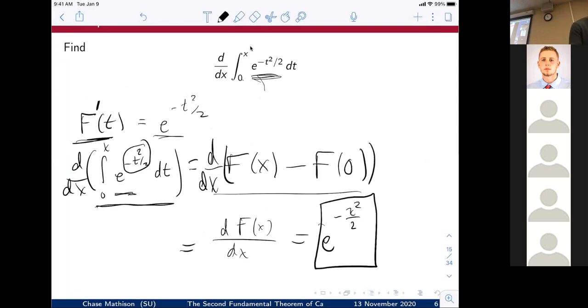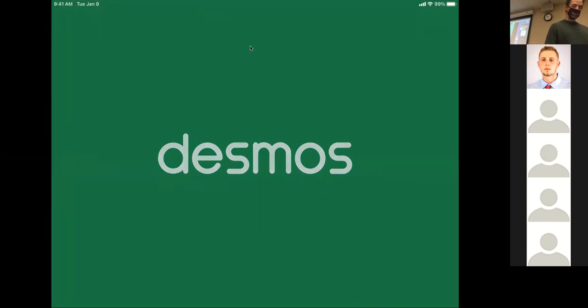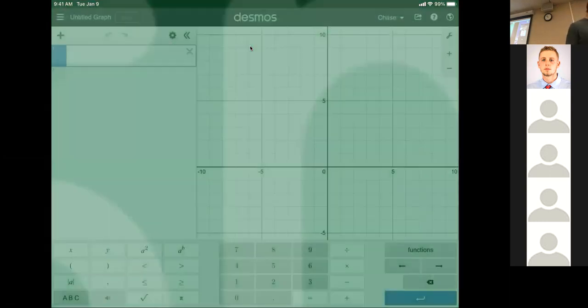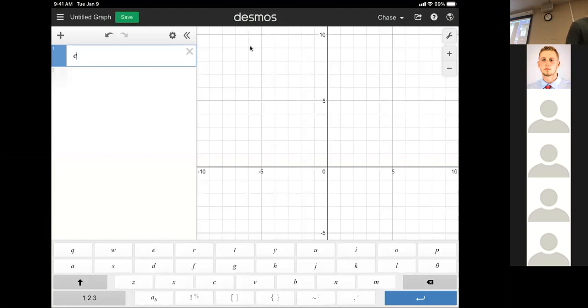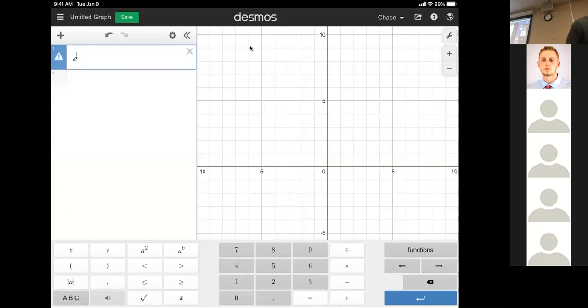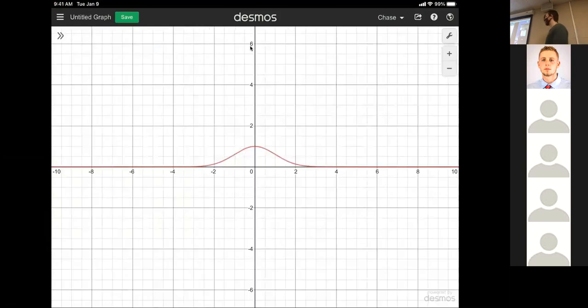So this function on the inside here is actually used a lot in probability if you multiply it by a constant. And it looks like the bell curve, right? If you look at a graph of this thing, e to the negative x squared divided by 2, this is just the usual bell curve. Again, if you multiply it by 1 over the square root of 2 pi.